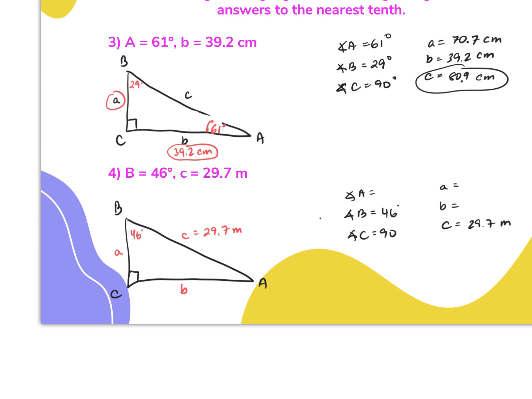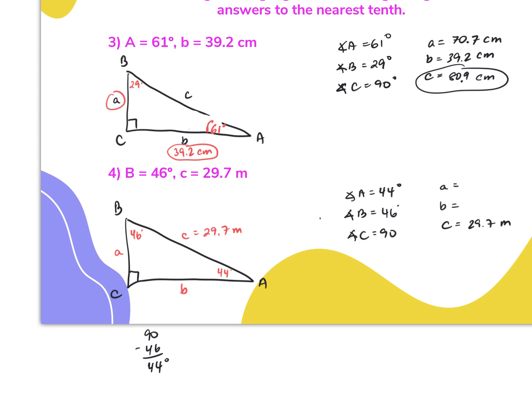So again, the easiest one to solve for here obviously is angle A. 90 minus 46 is 44 degrees. So I know that angle A is 44. Always check with your calculator just to double check and make sure you did the math correctly. Now I'm ready to use my trig functions to figure out A and B.